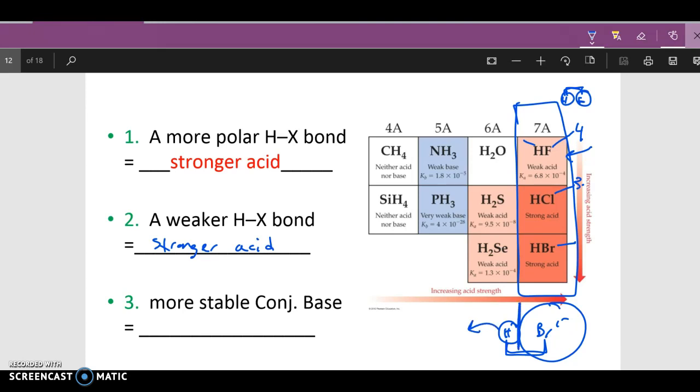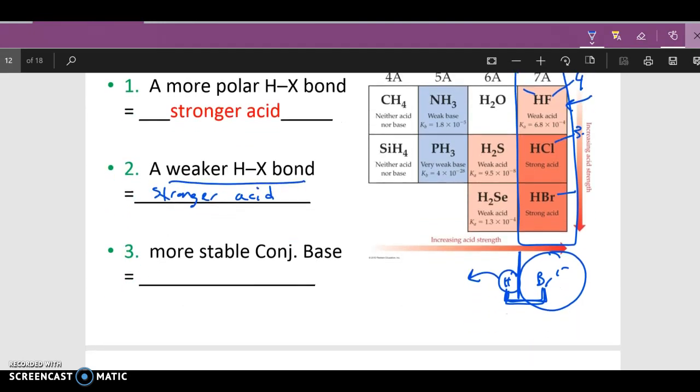That brings us to rule number 2 again, to repeat: the weaker the HX bond, the stronger the acid. So although this group has to do with electronegativity, in this case the trend follows where you get a stronger acid as you go down because of Coulomb's law, which creates a weaker bond, and the hydrogen can leave easier.